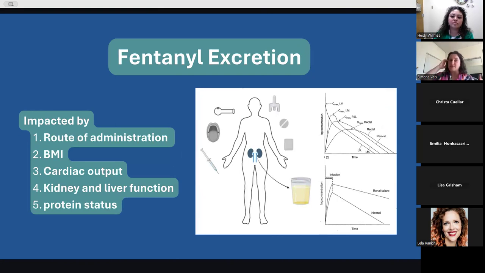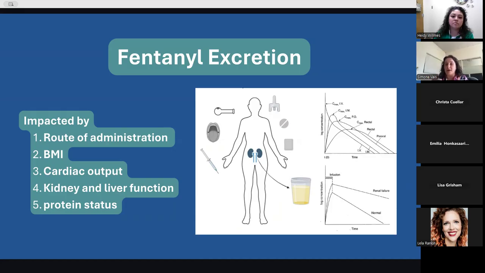Another thing that matters about how your body handles fentanyl is its excretion. How you excrete a drug will depend on, first, your BMI, because fentanyl stores in the fat. And so more fat tissue, more storage, longer excretion period. It's also impacted by how well your kidneys work.